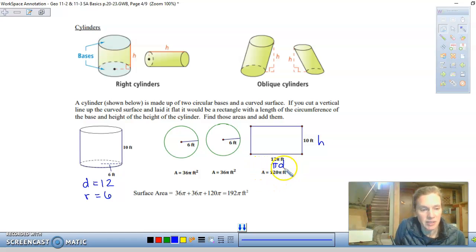But the pi times diameter is 12 pi times 10, so that's 120 pi. These are each 36 pi. You add those 3 things together. Now notice they all have a pi symbol in them. Those are called like terms, just like if you had an x there. So you can add like terms. So that is a grand total of 192 pi feet squared. So this would be your surface area.